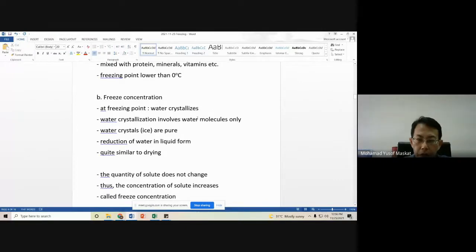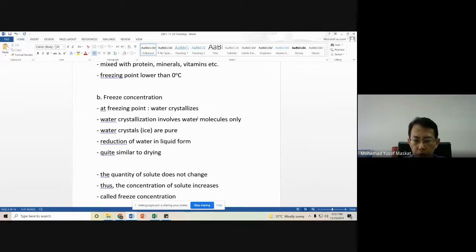So for freeze concentration, when we freeze the food, the water in food has solutes in it, salts or sugars, anything. But when we lower the temperature, the water will form ice crystals. And when water forms ice crystals, it is being formed between water molecules only. It does not include the solutes.